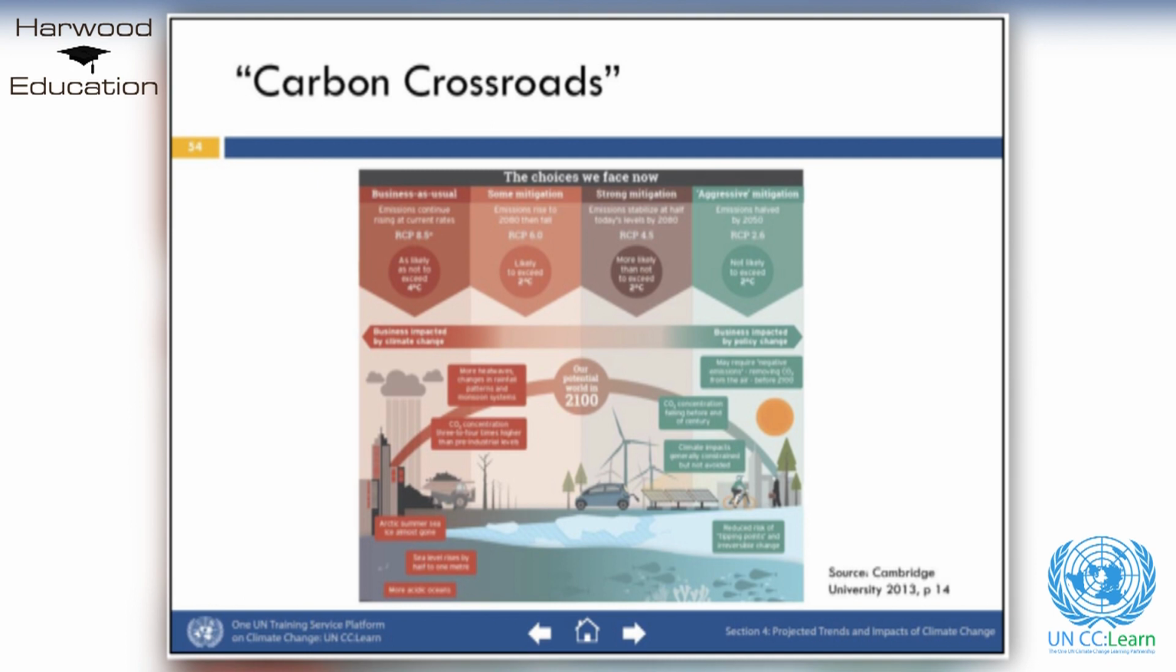Carbon crossroads. This diagram depicts 4 potential climate futures, depending on what policies governments adopt to cut emissions. It is based on the 4 scenarios used in the 2013 IPCC report on the physical science basis of climate change.